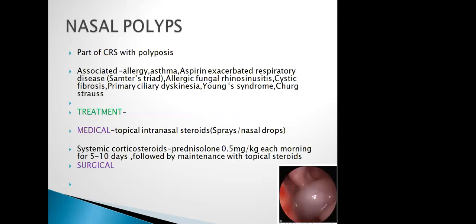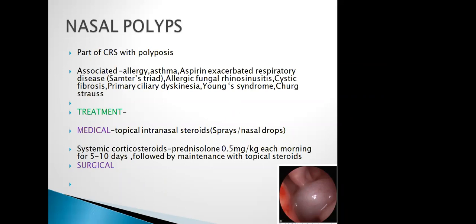The other most common presentation is nasal polyp. Now it is regarded as a part of chronic rhinosinusitis with polyposis. It can be localized or diffuse, like initially in Vingra and all, we have seen ethmoidal polypi and antrochoanal polypi. Nasal polyps can be associated with allergy, asthma, aspirin exacerbated respiratory disease, that is Samter's triad, allergic fungal rhinosinusitis, cystic fibrosis, Young syndrome, Churg-Strauss syndrome, etc.